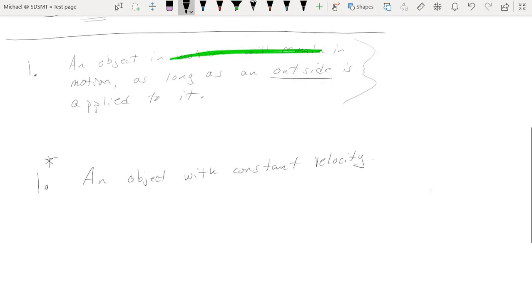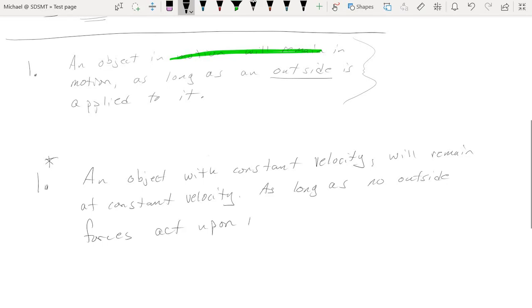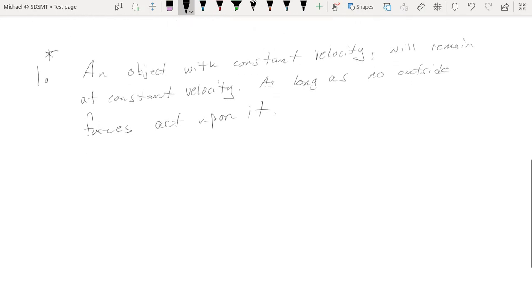So technically that is an object that is in motion, but it's a specific kind of motion. We have a constant velocity. An object with constant velocity will remain at constant velocity as long as no outside forces act upon it. All right, so this is our first revision. We are going to go back and revise it again.